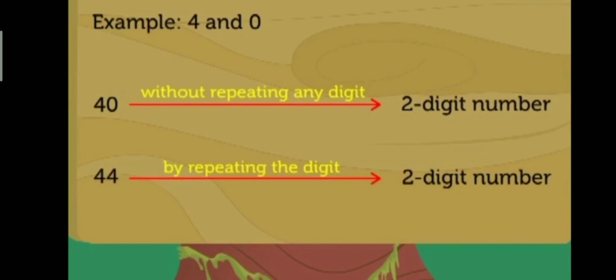Students, we can also form one more two-digit number, that is the number 44, by repeating the digit. Hence, we can only form two-digit numbers with the digits 4 and 0, and those are 40 and 44. Students, I hope you have understood how to form two-digit numbers.